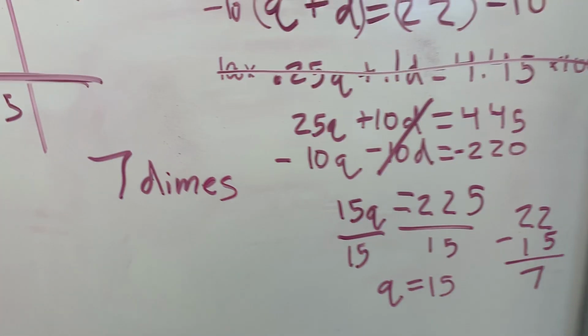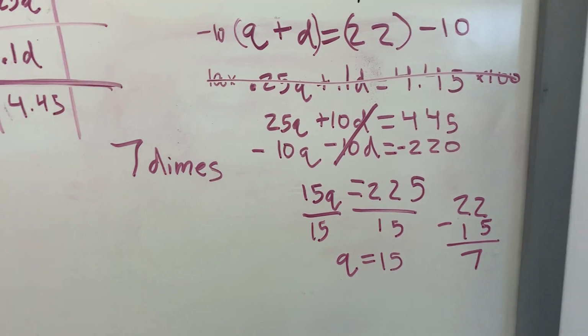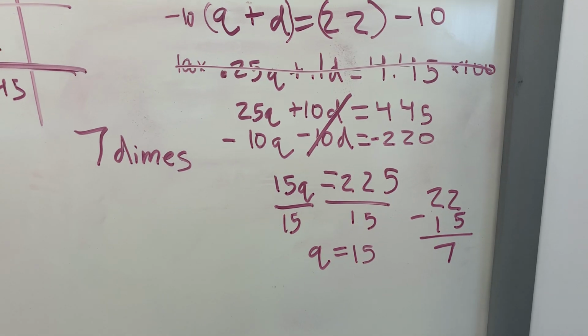And what we can do is plug back in our numbers. We can plug the 15 back in for the Q and the 7 back in for the D.